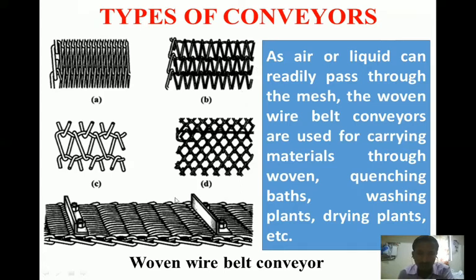As air or liquid can readily pass through the mesh, the wire belt conveyors are used for carrying materials through, especially ovens. This type of conveyor is also used for some high temperature applications.